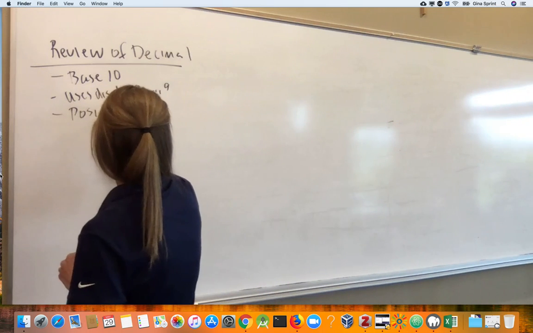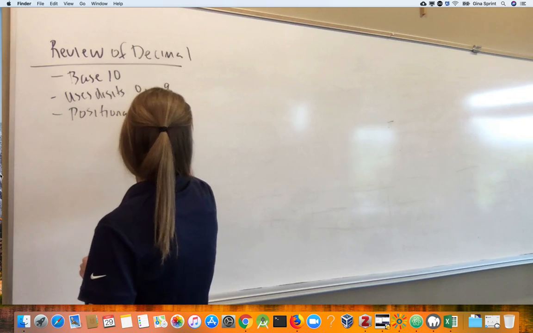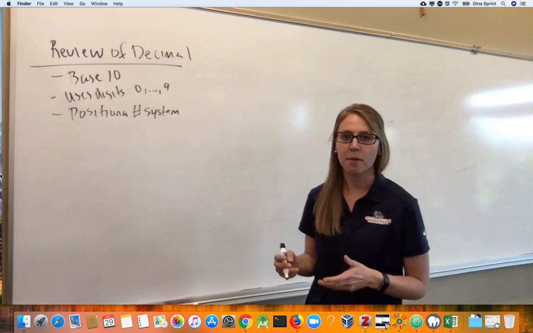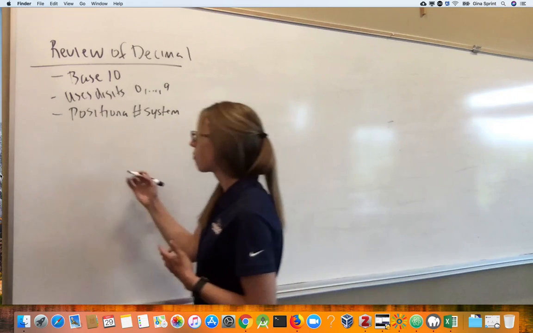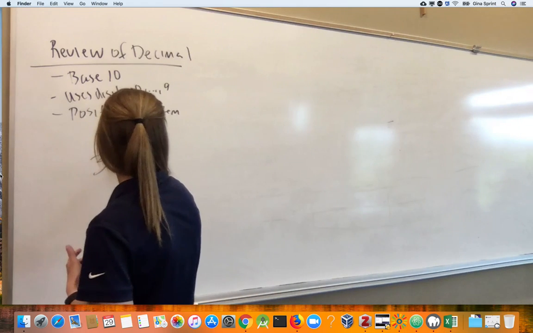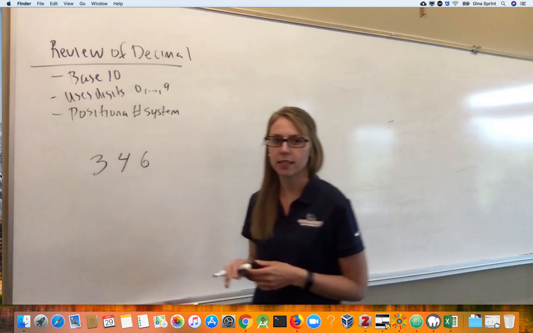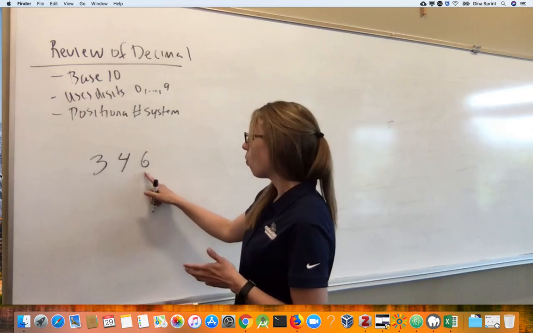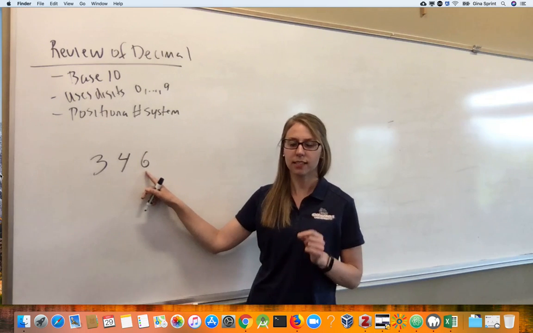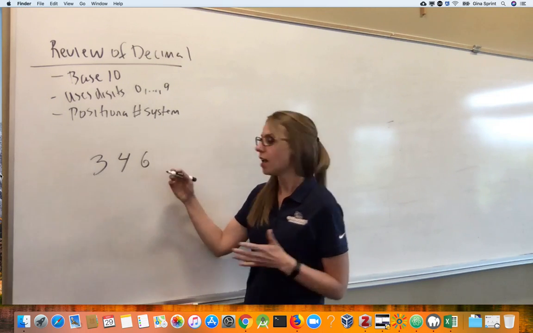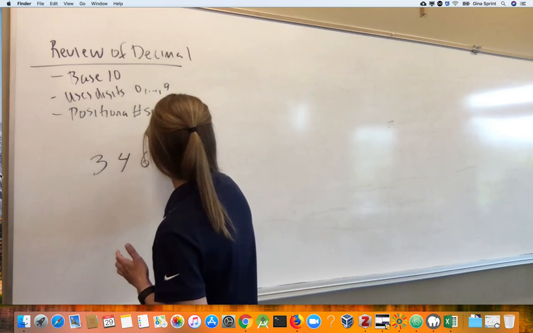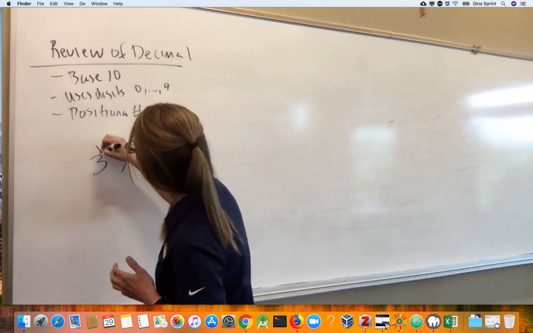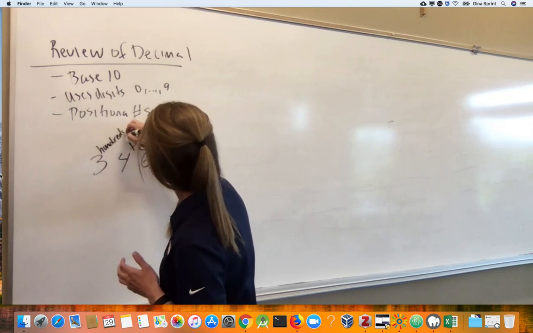It's a positional number system, which means each position of a decimal number digit means something significant. For example, let's say I have the number 346. Now, when you were back in elementary school, what was the position the 6 is in called? It's called the ones position. And the 4 is in the tens position. And the 3 is in the hundreds position.